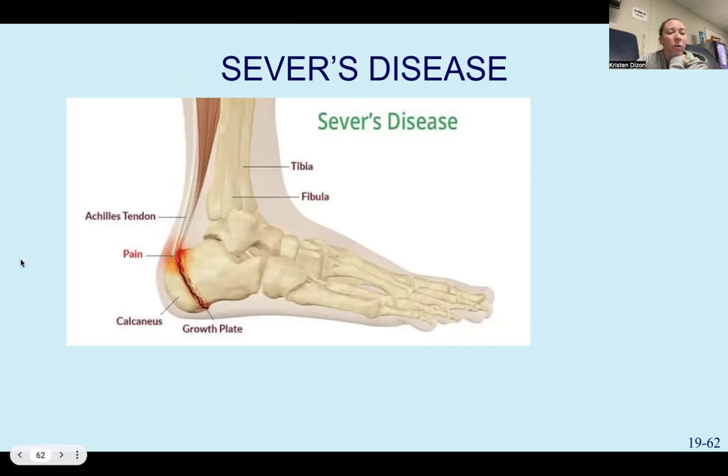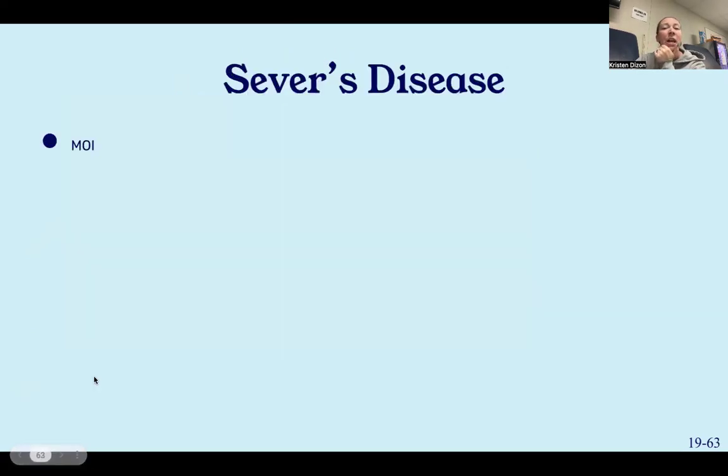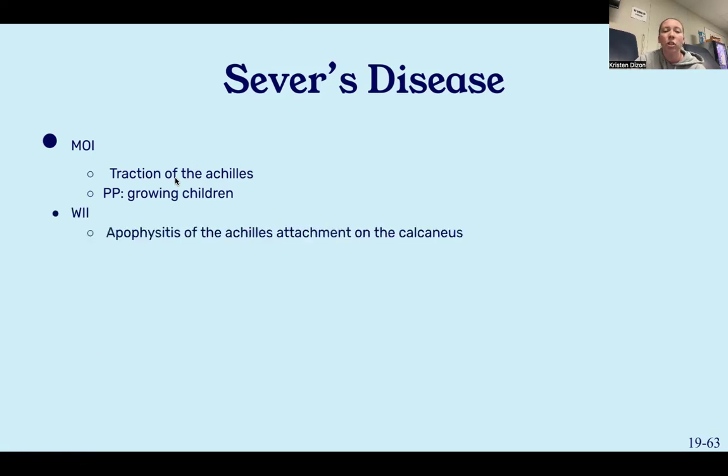And so we are going to talk about the different injuries and things that happen with it, like signs and symptoms. My MOI is going to be traction of the Achilles. So the Achilles is pulling on that growth plate. And my patient population is going to be growing children. So we know that the patient population is children that are growing, and it's pulling of that Achilles. What is injured, like I just said, is an apophysitis of the Achilles attachment on the calcaneus.